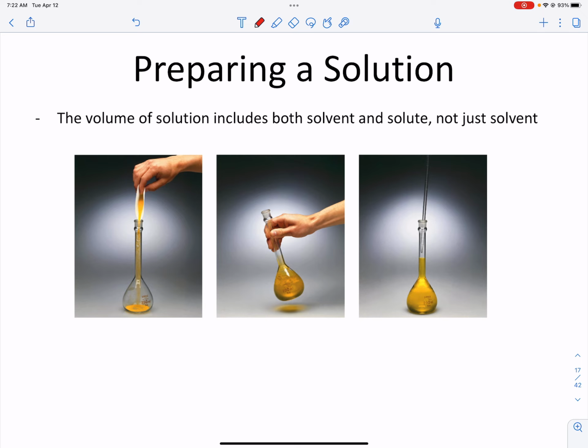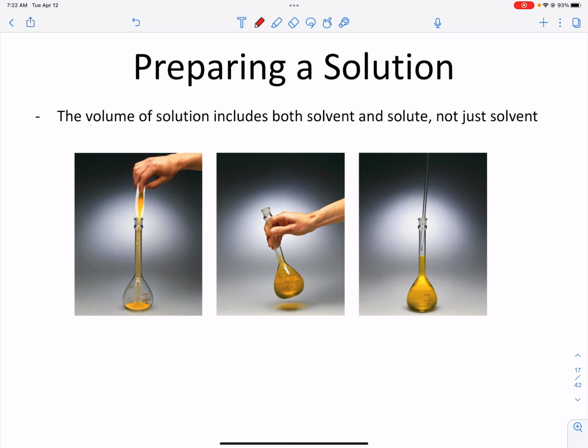Okay, quick note on how to properly prepare a solution. So I'm going to read this little line under the title. It says, the volume of a solution includes both solvent and solute. Okay, your solute contains a volume. Usually we think of the volume coming just from the solvent, but it's also the solute.